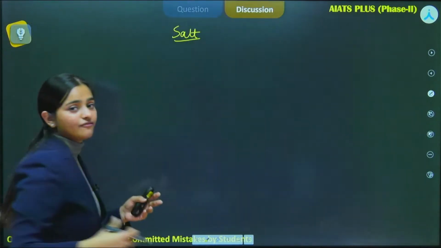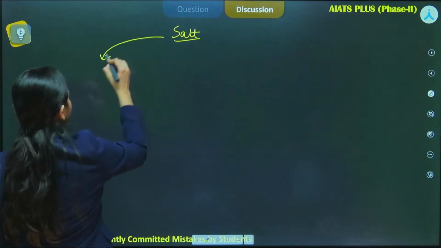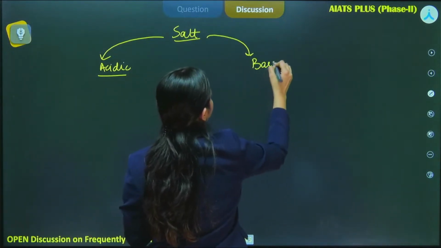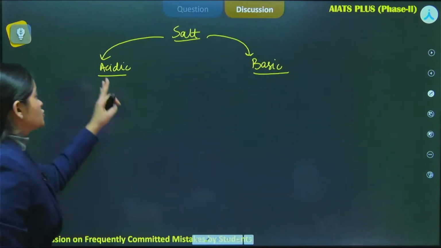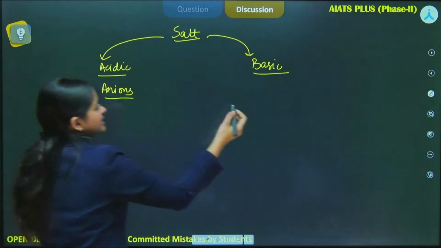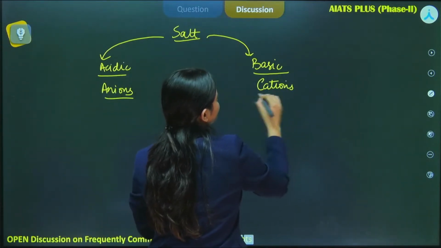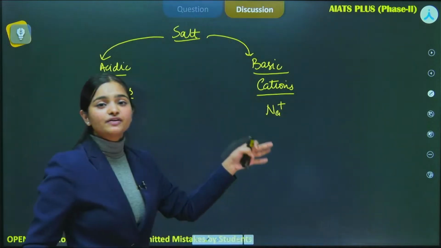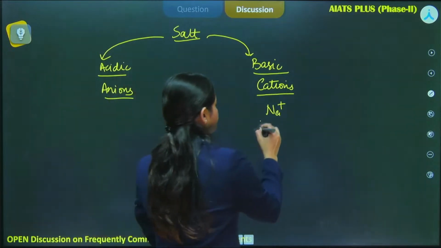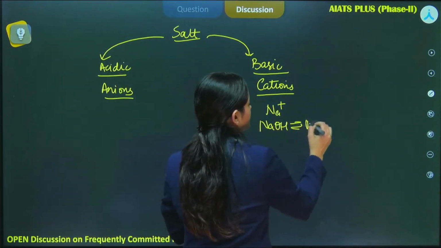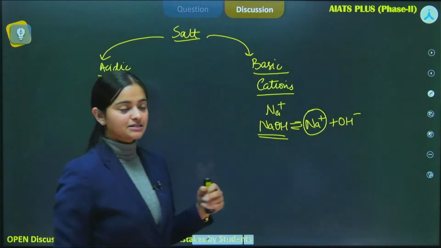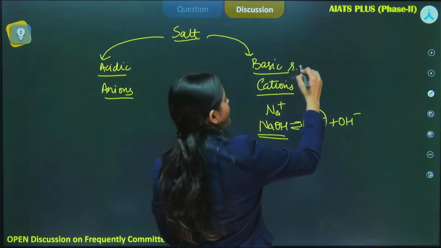A salt is composed of an acidic radical and a basic radical. The acidic radicals are basically anions, and basic radicals are basically cations. For example, we have Na+ ions. How do we derive Na+ ions? This Na+ must have come from a base, NaOH, right? Na+ plus OH- ions. So this is a base. Therefore, these are basic radicals.